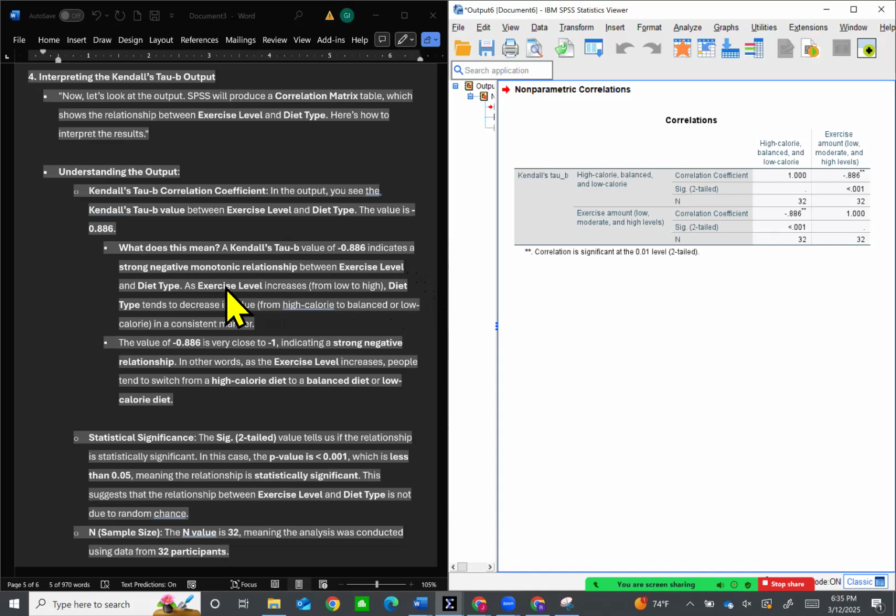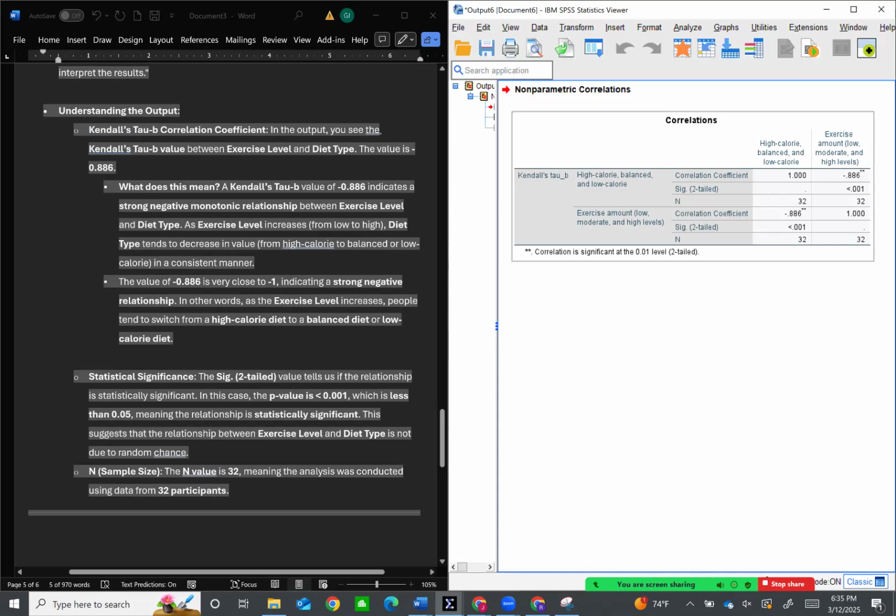And so how you would interpret that is you would say that as exercise level increases from low to high, diet type tends to decrease from a high calorie diet to a more balanced or even a low calorie diet, but in a consistent manner. It's pretty close to -1. And so that's strong. In other words, as exercise level is increasing, you could be fairly confident that people are switching from high calorie to more balanced or low calorie diets based on this data set.